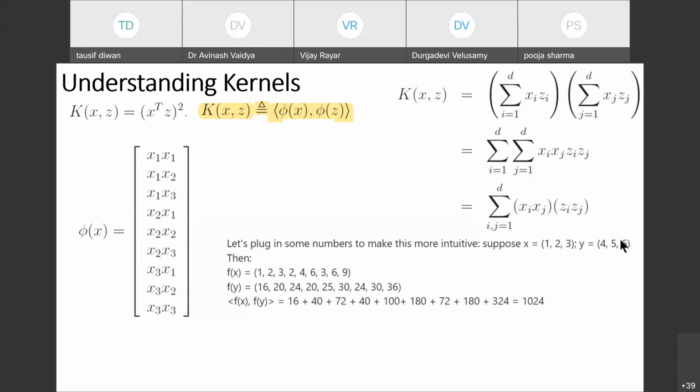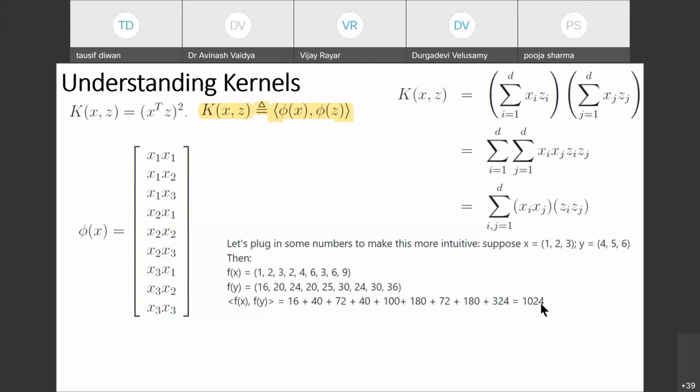After that, 6 is getting multiplied by 4, 5, and 6. Then it is 24, 30, and 36. Fine. After that, see, this phi of x is getting multiplied by phi of z. So this is a vector and it is also a vector. You perform element-wise multiplication. 1 is getting multiplied by 16, 2 is getting multiplied by 20, 3 is getting multiplied by 24, and so on. And finally, you get the sum of all these. So this is 1024.